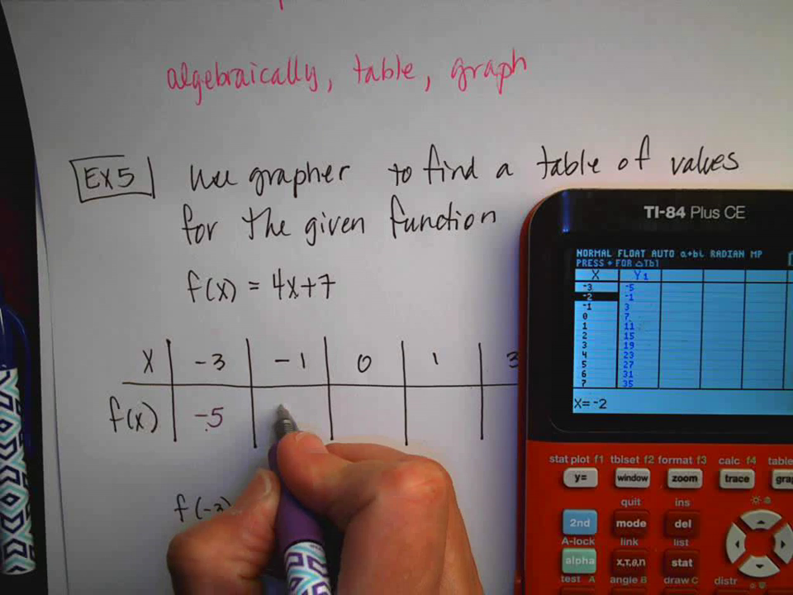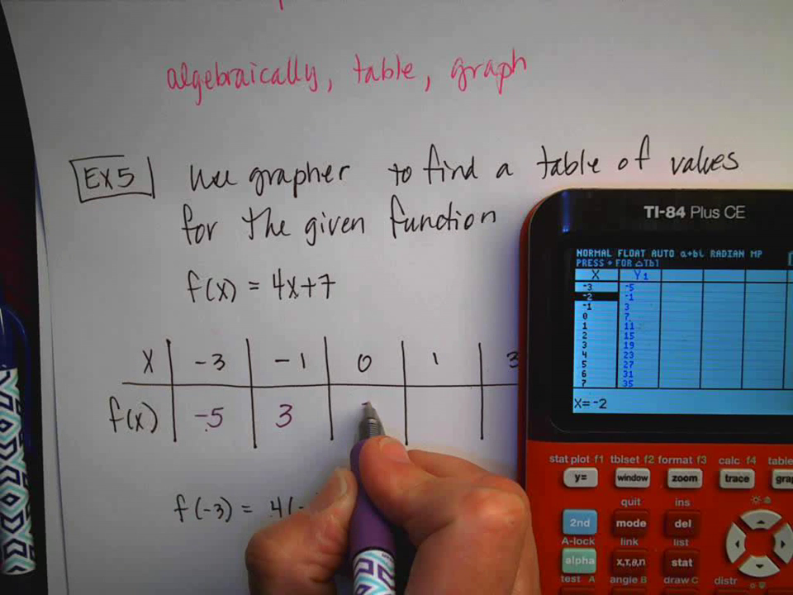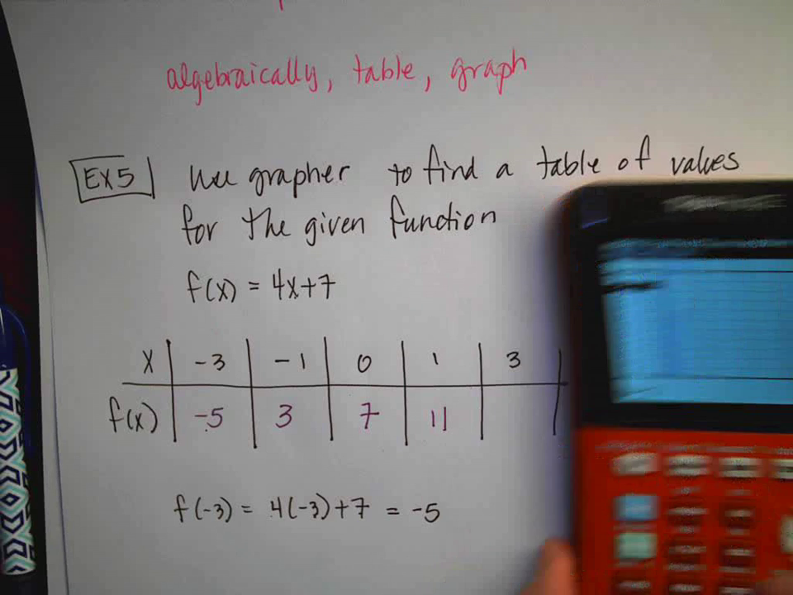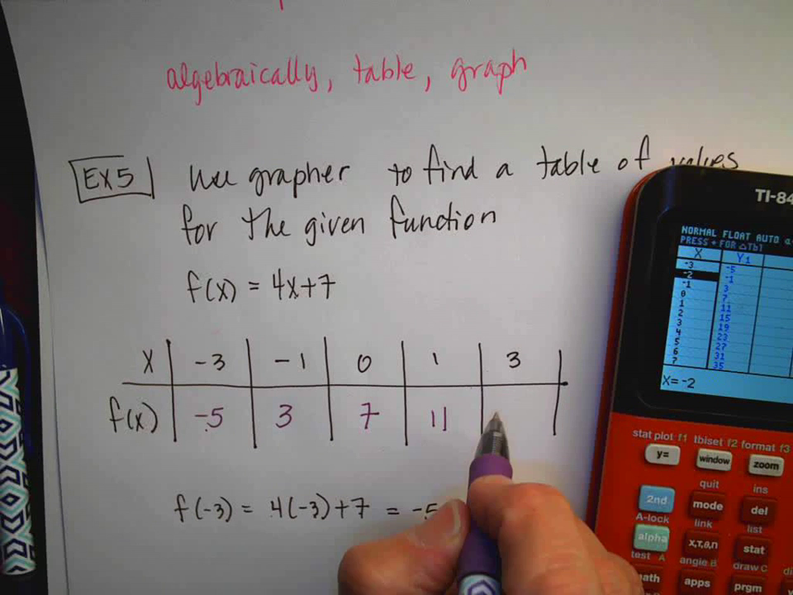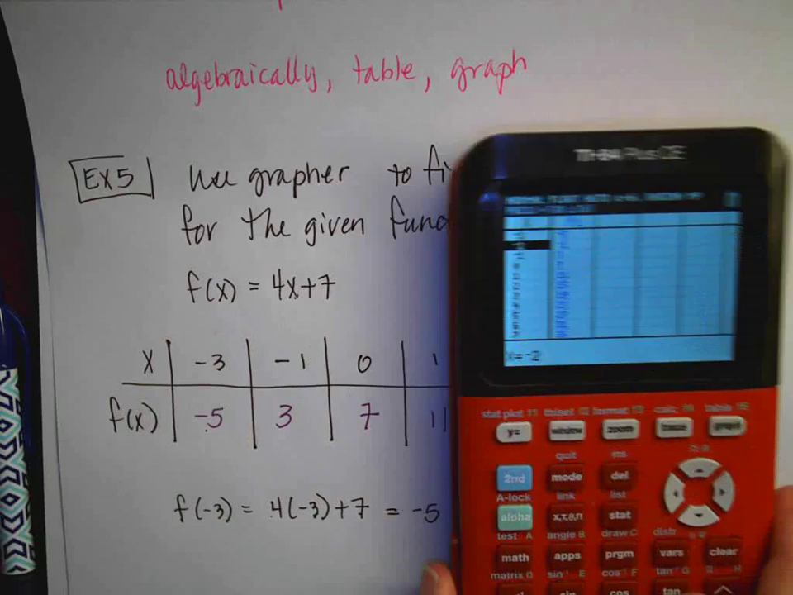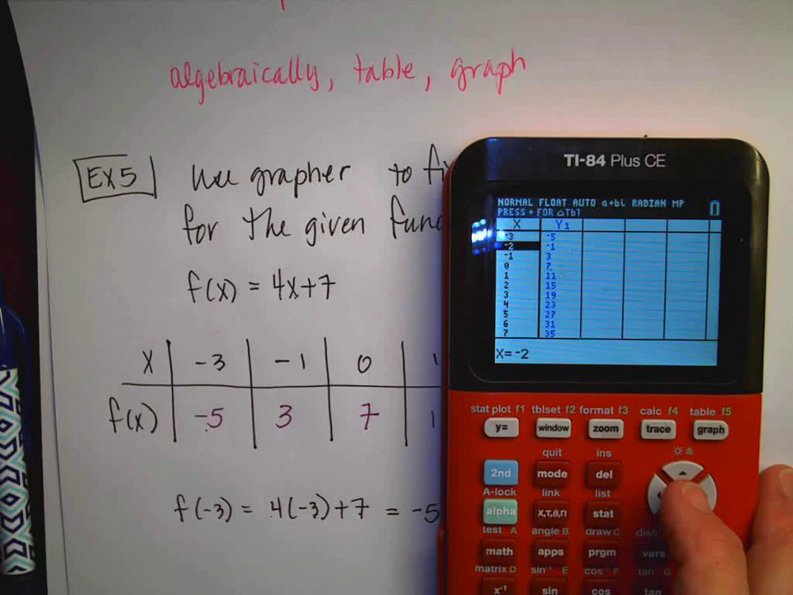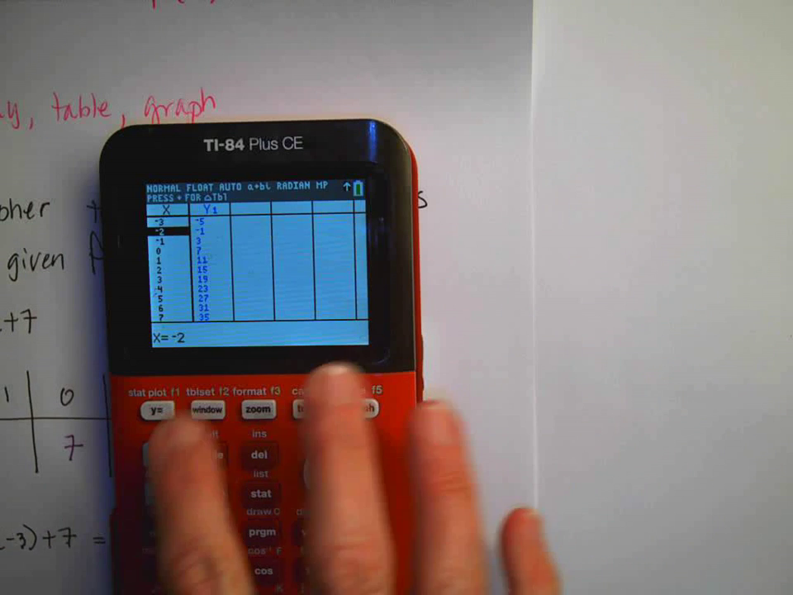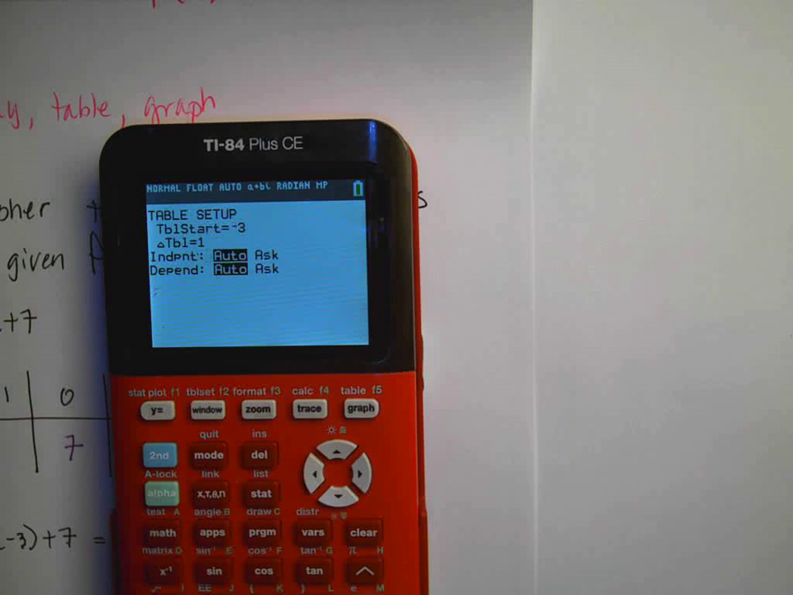At a -3, I got a -5. At a -1, I got 3. 0 was 7. 1 is 11. And then down at 3, I get 19. So your calculator is calculating all of those values for you. Let me show you another way to use your table, okay? You can't see the calculator.